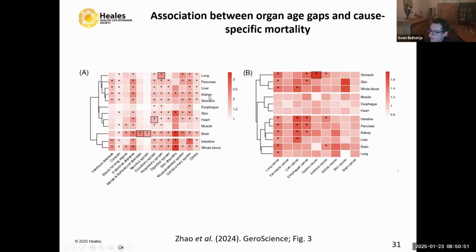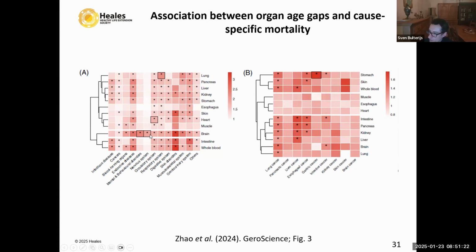Here we look at the different age organ gaps versus different diseases. People who have older lungs have a higher risk of, for example, respiratory system diseases. Yeah, that wasn't surprising. They have also a higher risk of musculoskeletal system diseases. That's maybe a little bit less suspected.